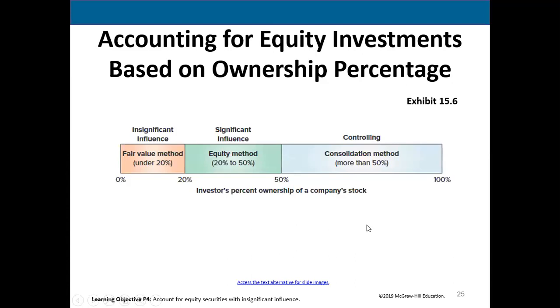Again, that's a great little bar, line, bar, whatever you want to call it, showing the ownership percentage. So if you own normally between 0 to 20%, under 20%, we use what's called the fair value method, similar to what we just did with our debt investment, to account for our stock or equity investment. The reason is because you don't have a lot of influence. You're just a normal investor. You're just Joe Schmo who bought some stock and is trying to make some money.